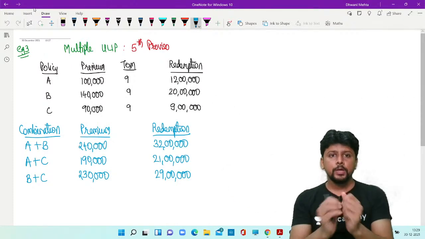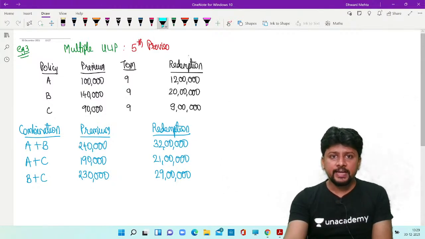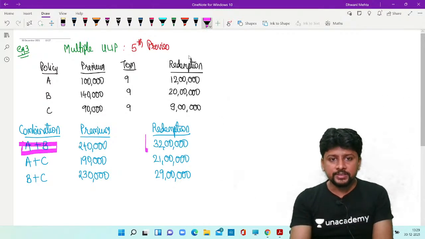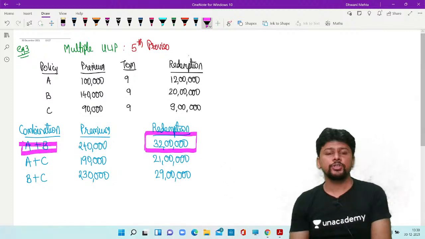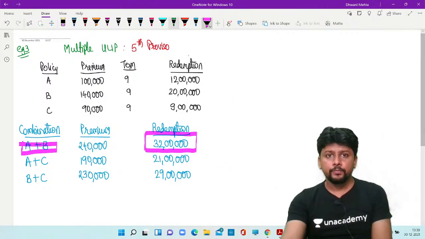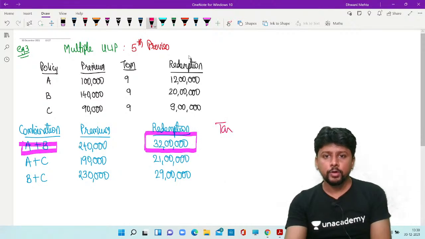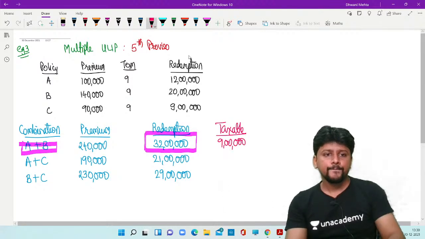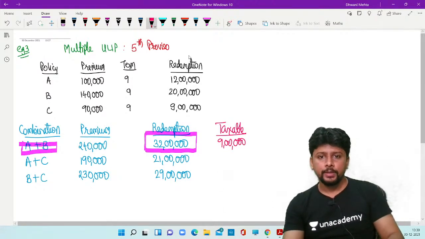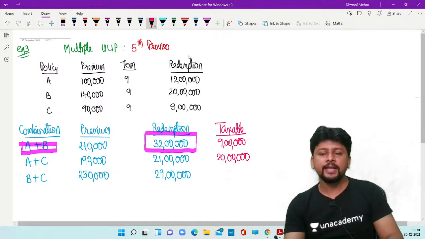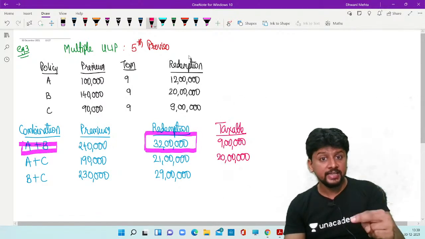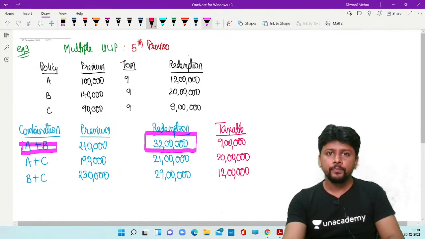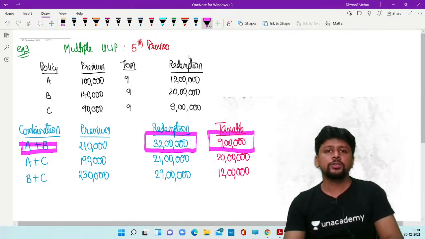Now observe this. It makes sense for me to select option A and B, this combination, which means I will get 32 lakh rupees of exemption. And under this, maybe if I can write down, then what will be taxable? Policy number C's amount will be taxable, which is 9 lakhs. If A plus C is the option selected, then policy number B's amount is taxable, which is 20 lakhs. And if combination B plus C is selected, then policy A's amount is taxable, which is 12. So obviously, it makes sense for me to go for the first combination.